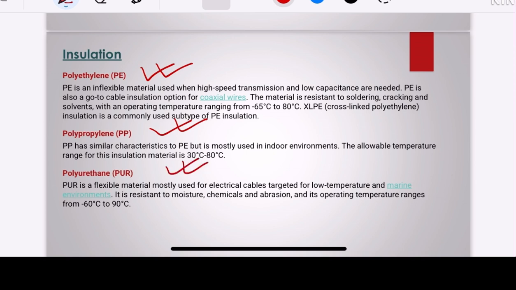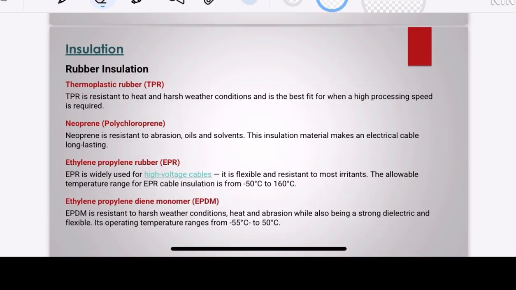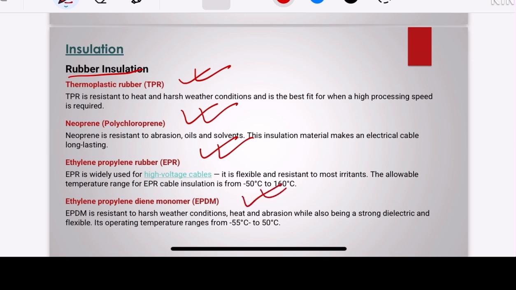Based on the insulation on the conductor, the operating temperature of that conductor will change. In the same way, as I told you, the insulation can be made up of rubber. So based on different types of rubber, different chemical combinations of rubber, the cable operating temperature will change. So just take a screenshot and read all the points. You will get more idea about the insulation.